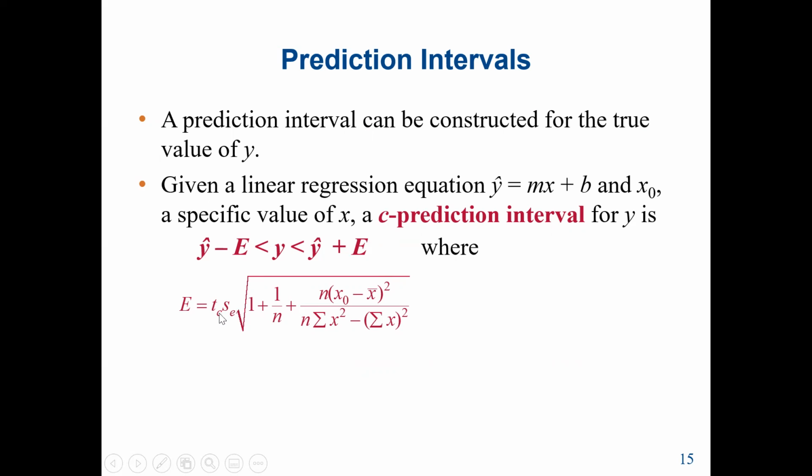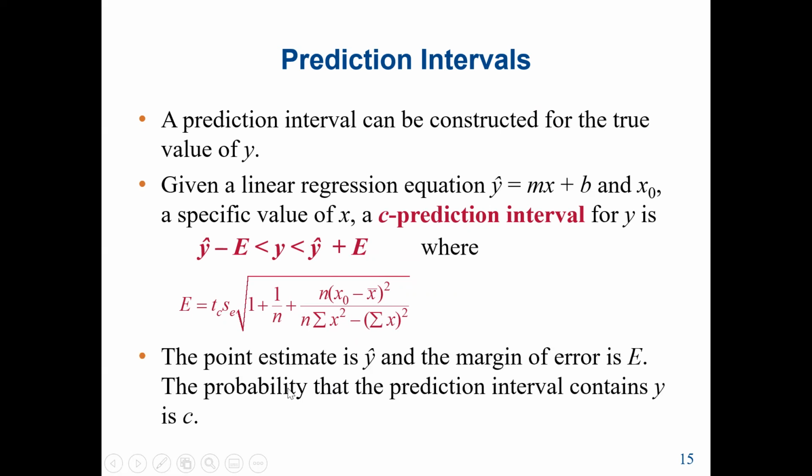Again, in the future, we're going to discuss the concept of t values, etc. So here E equals t_c times s_e times the square root of 1 plus 1 over n plus n times the squared difference of x0 and x bar, divided by n times the sum of x squared minus the square of the sum of x. So the point estimate is y hat, and the margin of error is E. Now, the probability that the prediction interval contains y is our c.